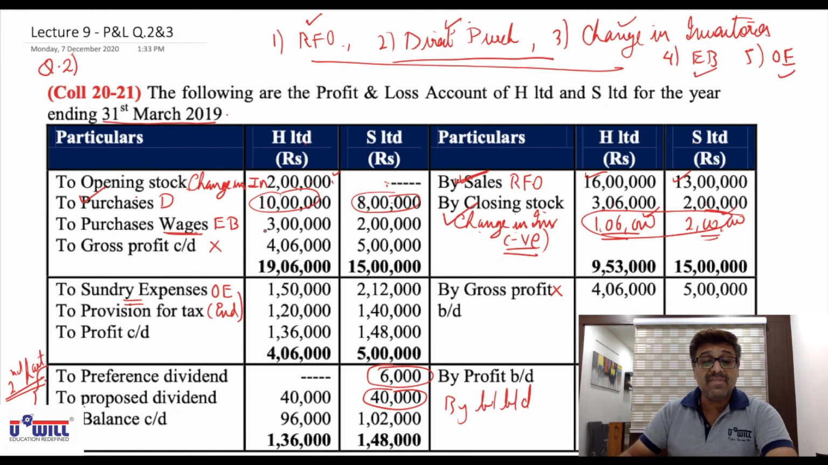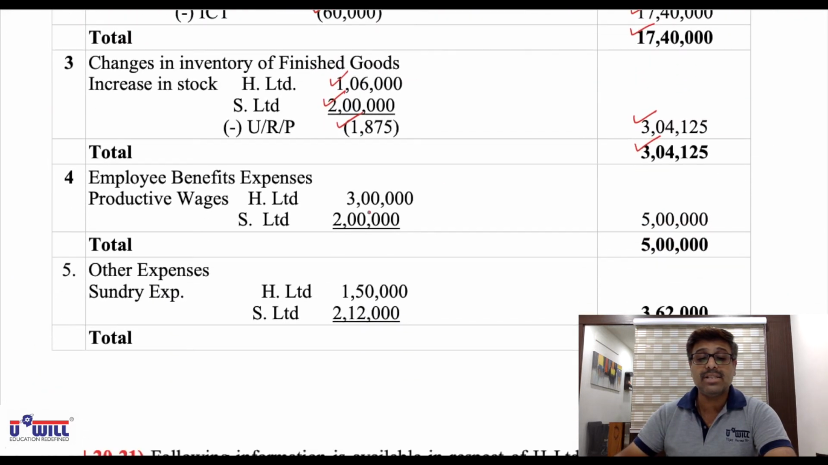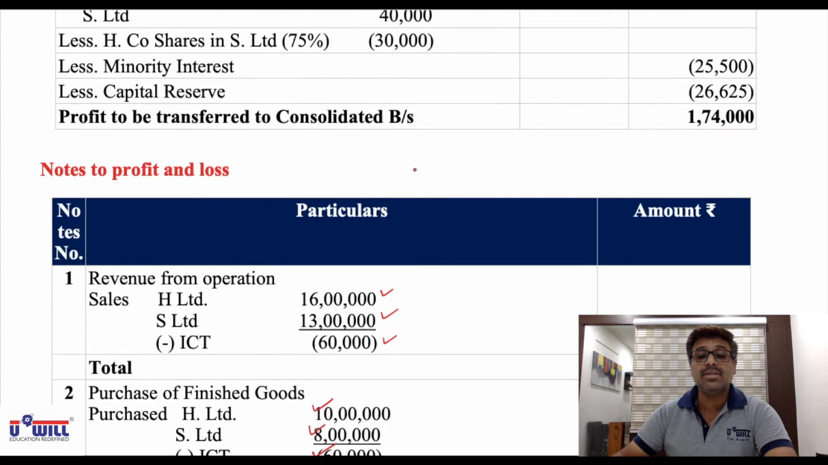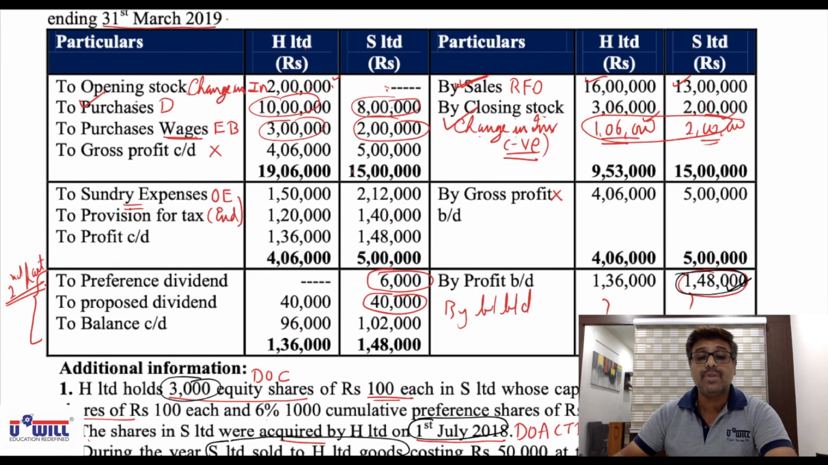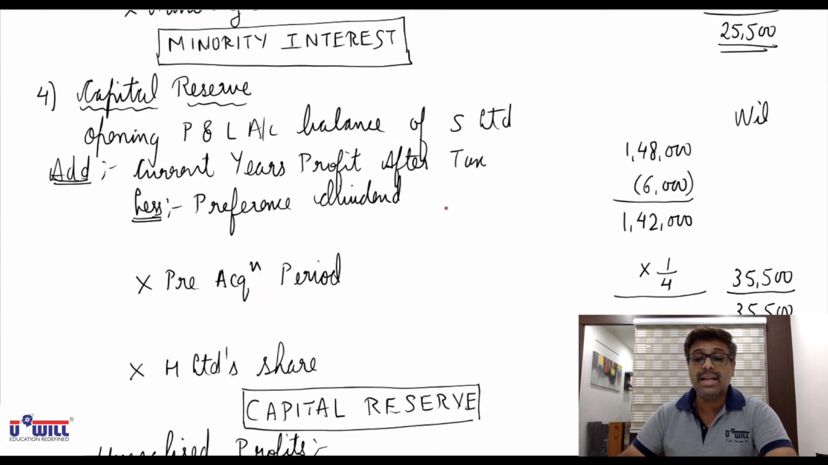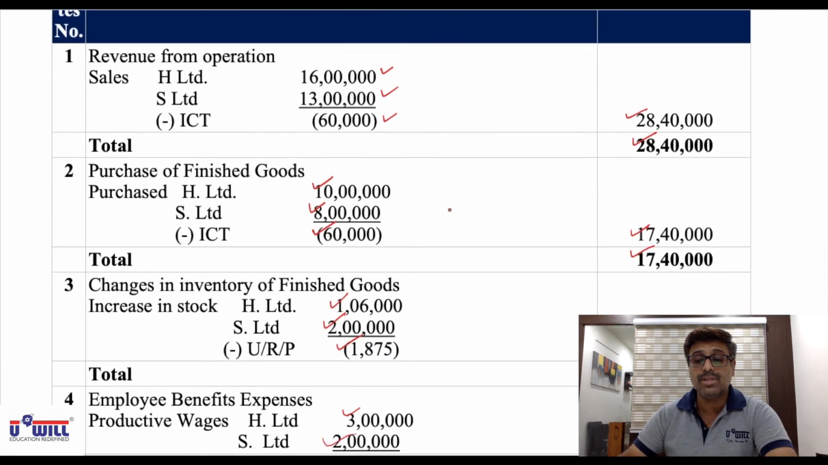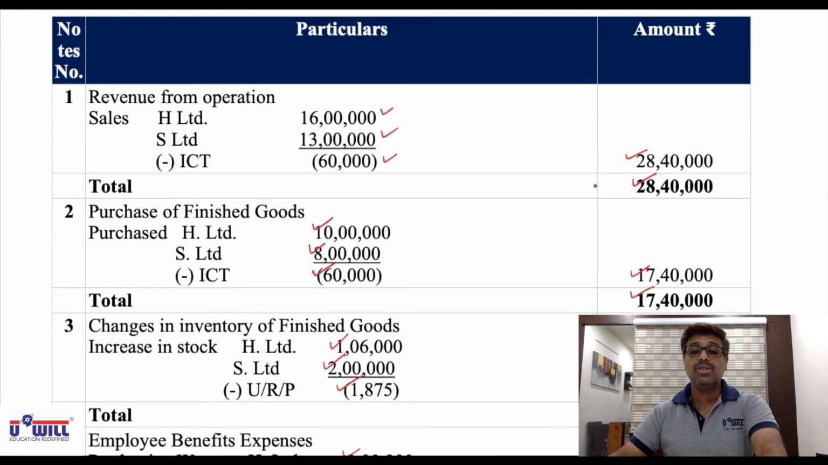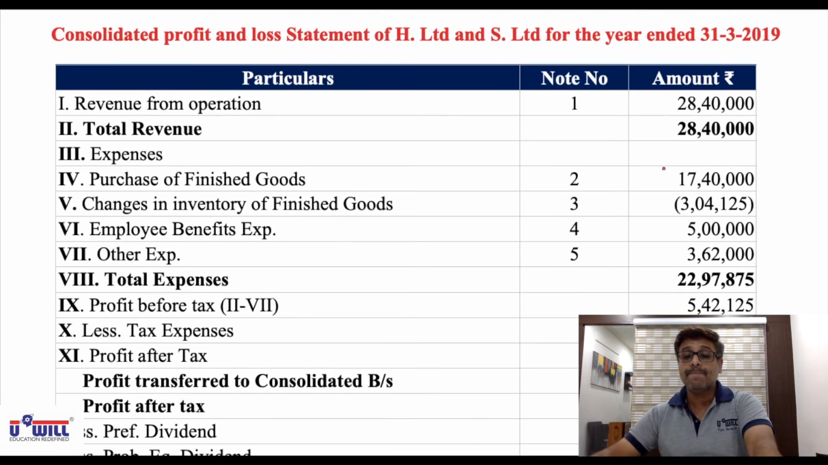Then in employees benefit you'll get this 3 lakhs plus 2 lakhs, 5 lakhs of wages. And then other expenses, you will have this sundry expenses of 1 lakh 50,000 plus 2 lakh 12,000, 3 lakh 62,000. Okay, so these 5 notes all of you must have got it correct. Now check your P&L statement entirely.